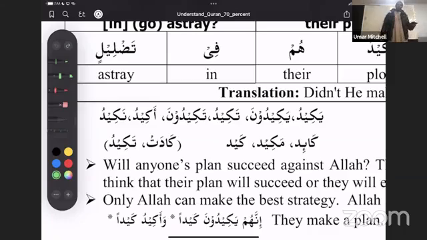The person who makes a plot is called the ka'id, the plotter. The makid is the thing that was plotted on, what received the plot. Kayd is the idea of plotting. Kayduhum, wasn't it their plot? The idea. What's unique here? That kayd, makid, and ka'id are all types of what?